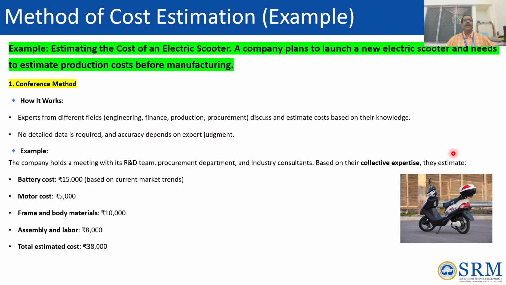Your company may already be producing vehicles. Assume they are making petrol two-wheelers, but now they have decided to go with an electric motor, an electric EV vehicle. Though they have experience in bike making or scooter making, they don't have experience in new electric scooter making. Why? Because some information is missing.